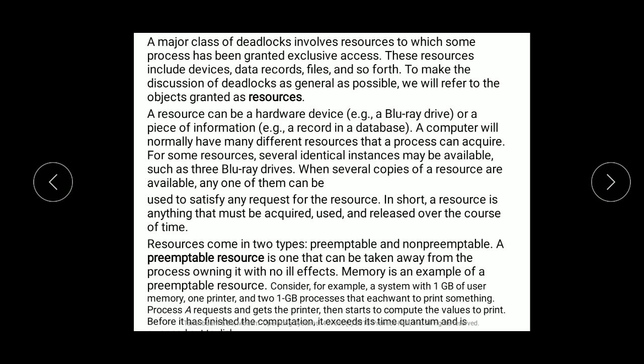Once a person's memory task is done, you can return that memory to the actual process which requires memory. So memory sharing can be a good example of a preemptible resource. You can take it back from anyone without any problems. They have given an example here: consider a system with 1 GB of user memory, one printer, 2 GB, two 1 GB processes, and each wants to print something. This is one example that we'll discuss further.